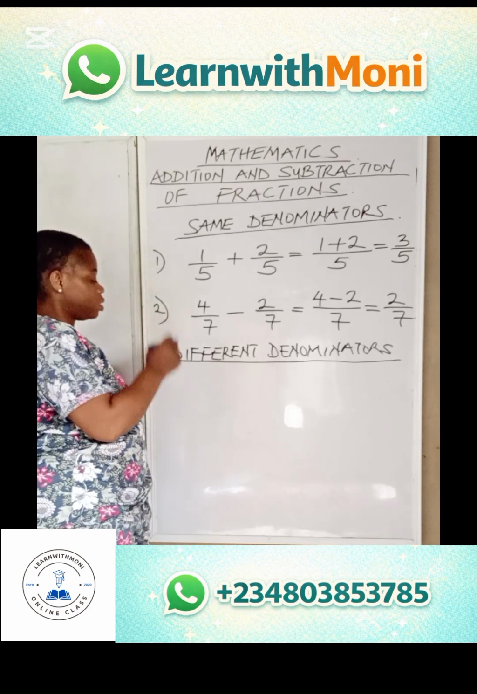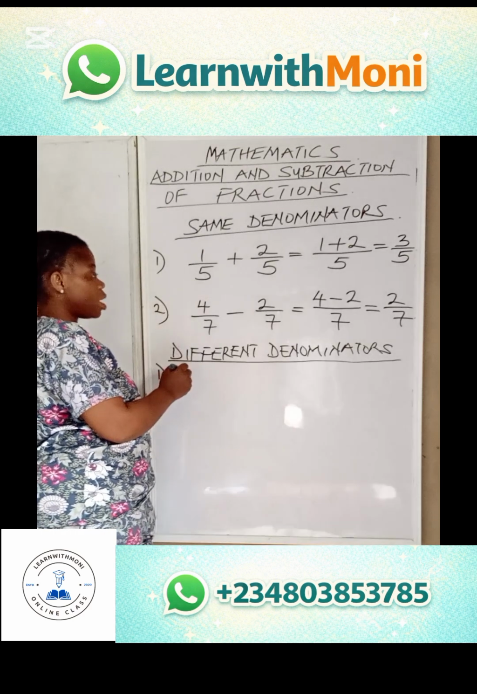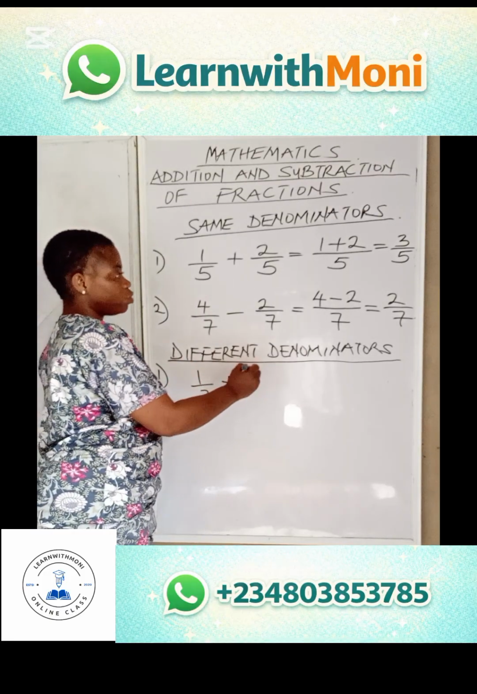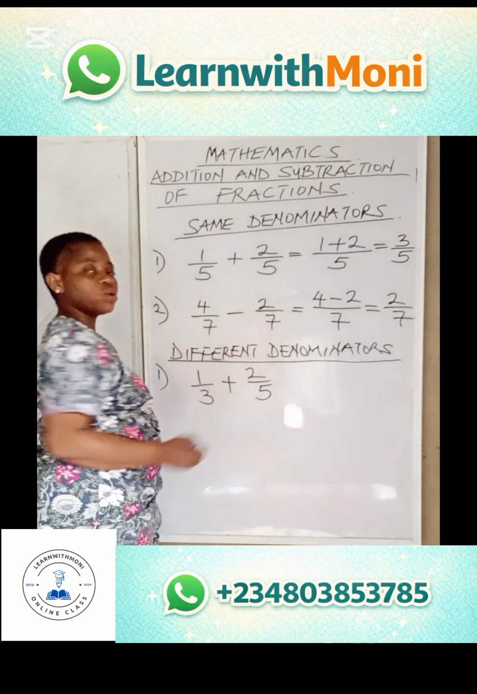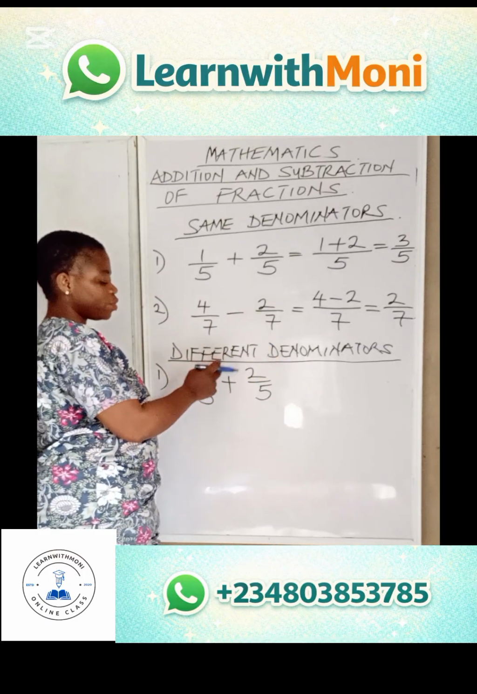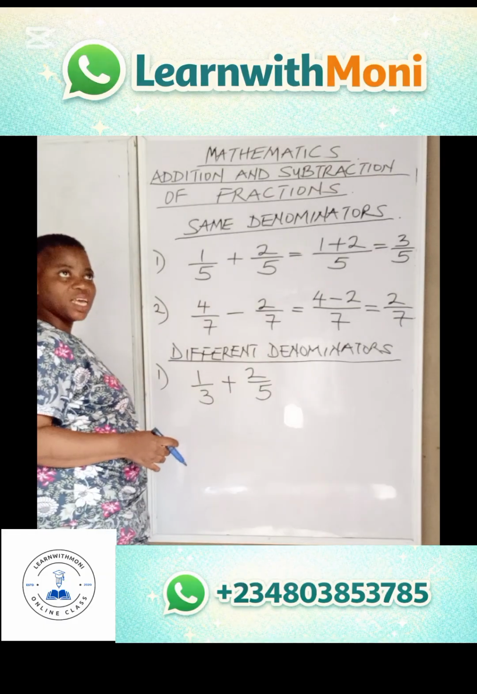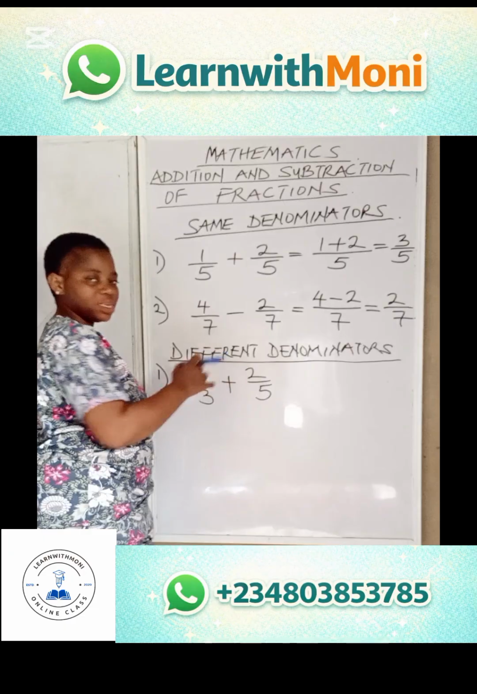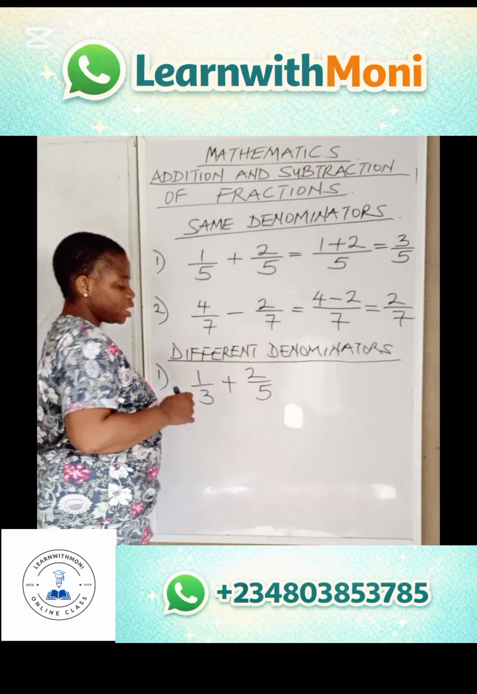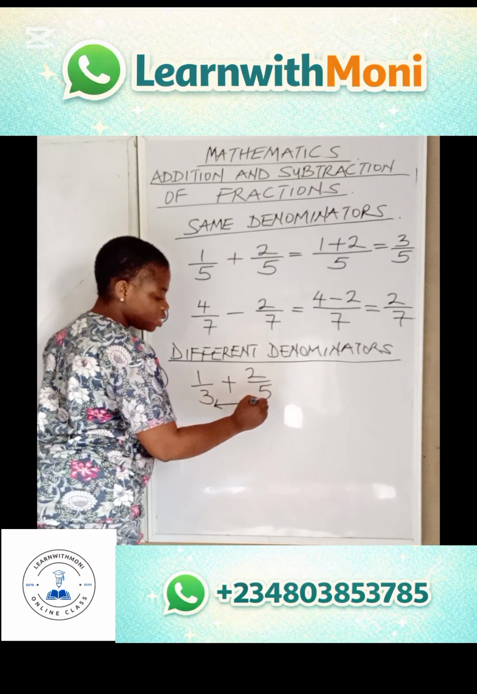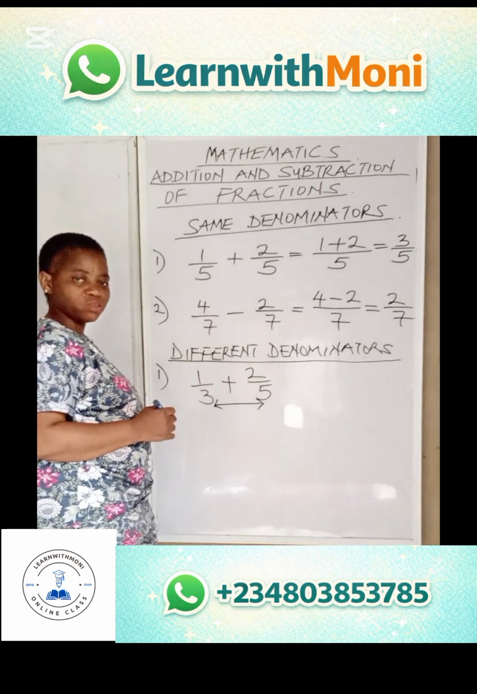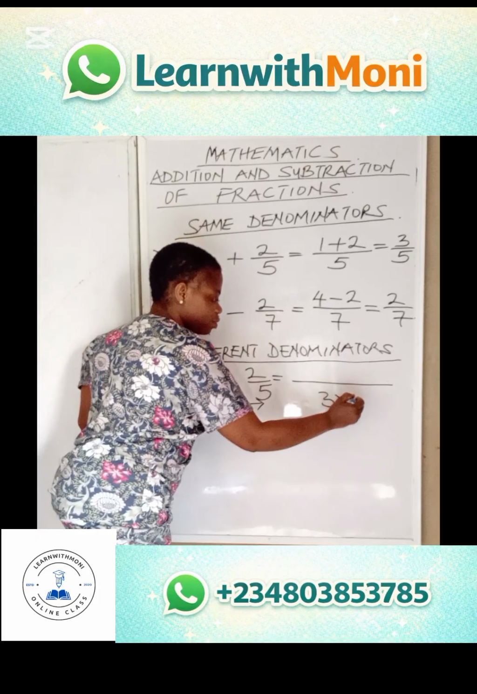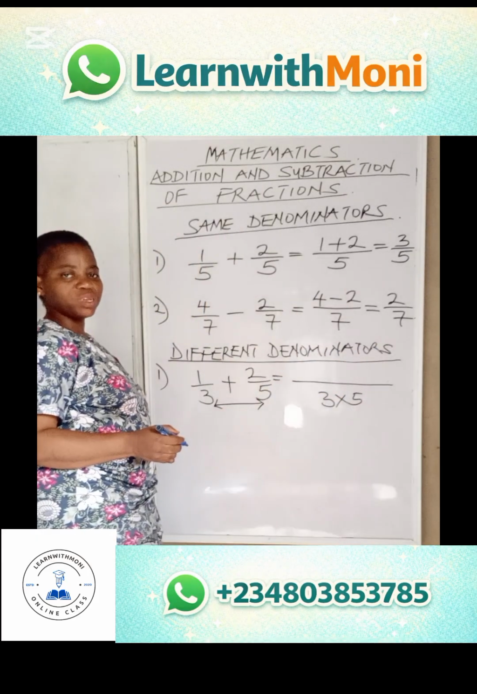Let's see a situation where I have 1 over 3 plus 2 over 5 on unequal denominators. I'm going to be teaching you about 3 methods of handling this. The first method is direct multiplication of the denominators. 3 times 5. Look at it. Multiply the denominators.